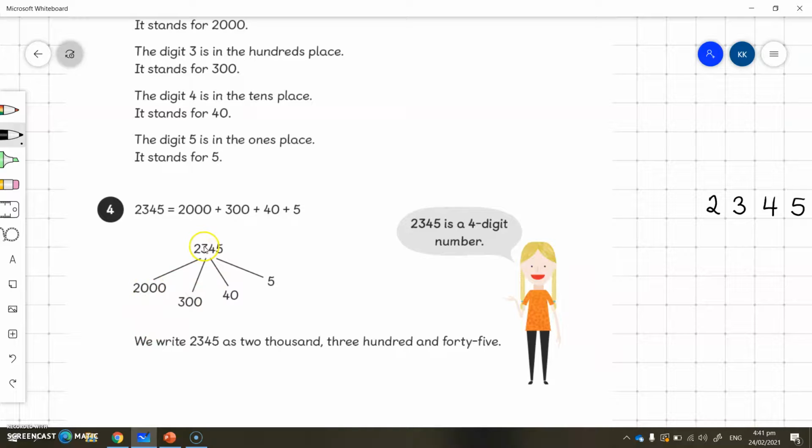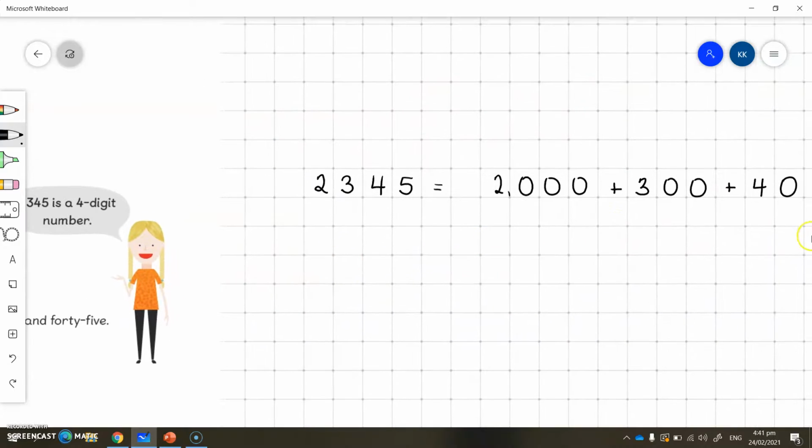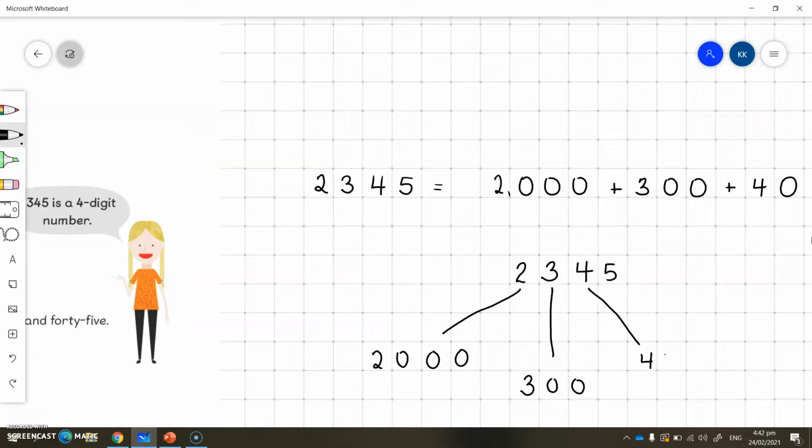We can also break this apart into its number bonds. I might demonstrate that by taking my number, 2,345, and breaking it down into its thousands, 2,000, into its hundreds, 300, into its tens, 4 tens or 40, and into its ones, 5.